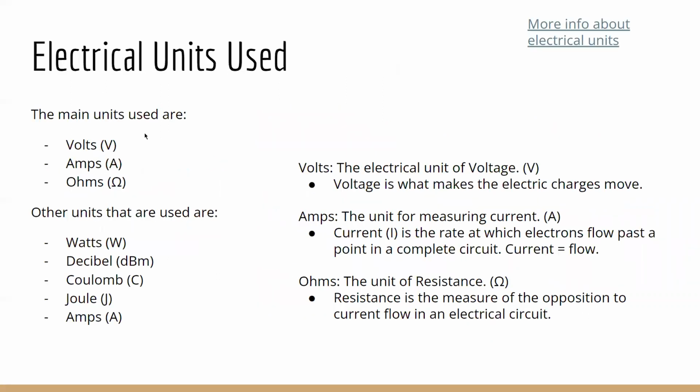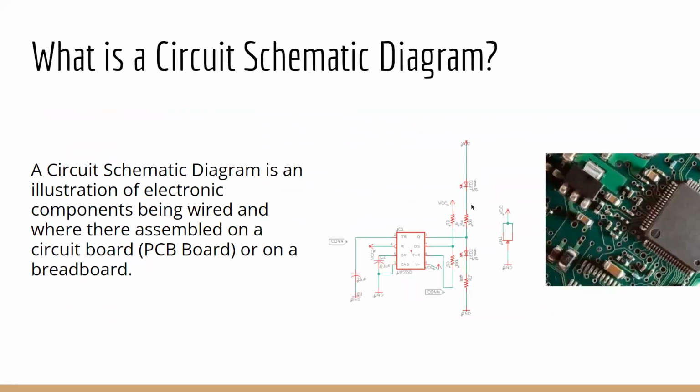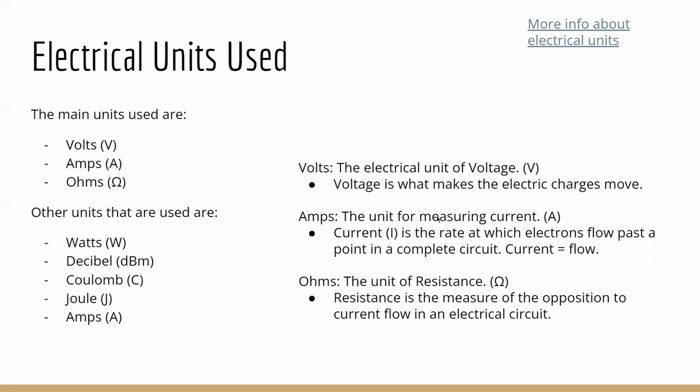So what are the electrical units that are used? The main units that you'll usually see in an electrical circuit are volts, amps, and ohms. There are other units you might see, but it depends on the type of project that you're working on. But the main units that you'll see are volts, amps, and ohms.